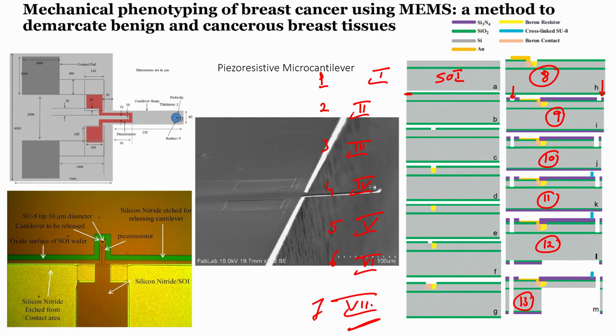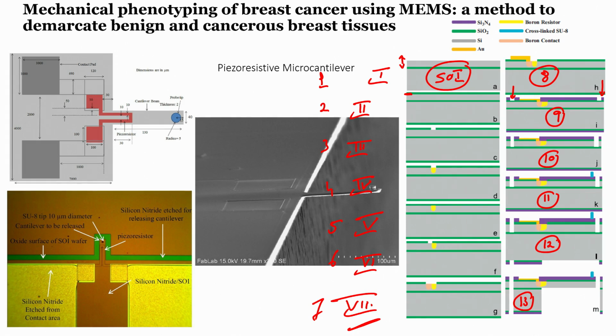Let us again quickly repeat so that you understand. Step number 1 would be silicon on insulator. The silicon cantilever thickness depends on the thickness of this particular silicon wafer. Alright. Second step would be you grow silicon dioxide on the SOI wafer. Third step is you create a window. Fourth step is to diffuse boron resistor, and fifth step would be grow silicon dioxide.